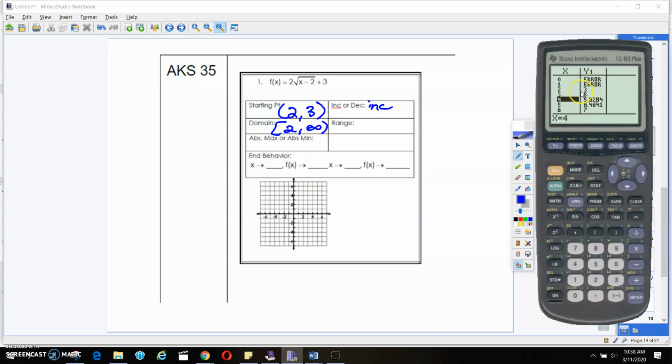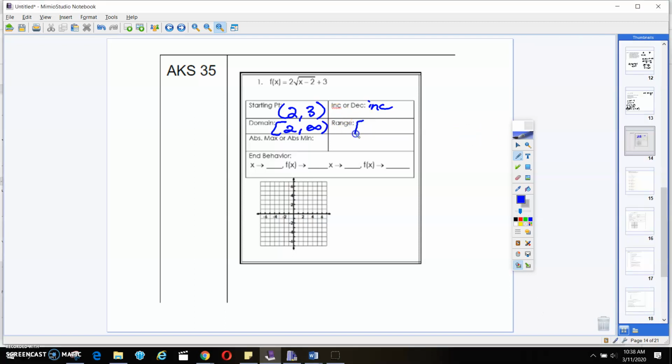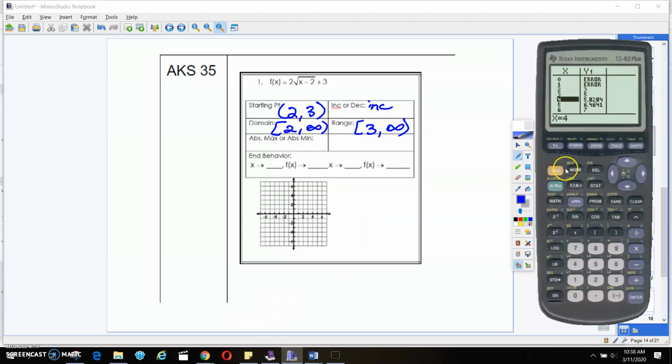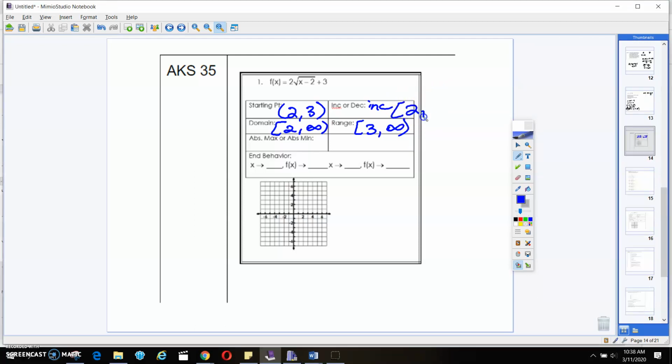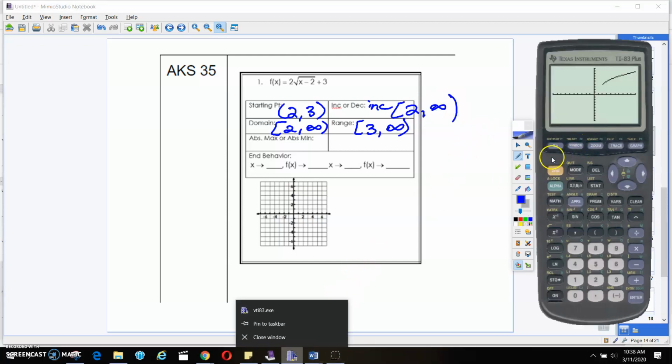Okay. Then your range is going to be from 3 to positive infinity. So from 3 to positive infinity. And we can tell from our graph, if we look at our graph, we see that it starts right here and then keeps going up. So for our intervals of increasing, we're going to use our domain because our graph is just increasing the entire time.